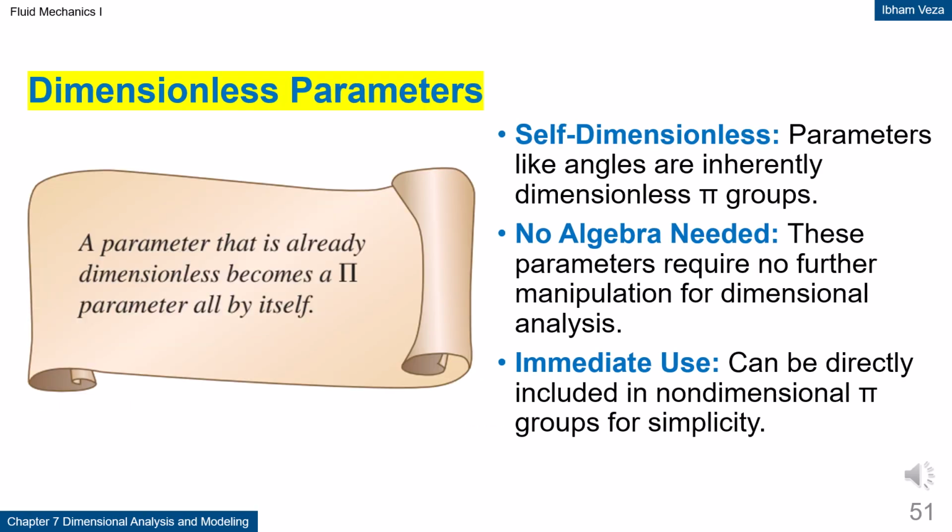Dimensionless parameters. Some parameters, such as angles, are inherently dimensionless and do not require further manipulation. These parameters can be directly included in functional relationships as pi groups. This simplifies the analysis process because not all variables need to be processed algebraically. This concept also shows that not all physical parameters carry units. By recognizing this, the process of forming dimensionless groups becomes more efficient.